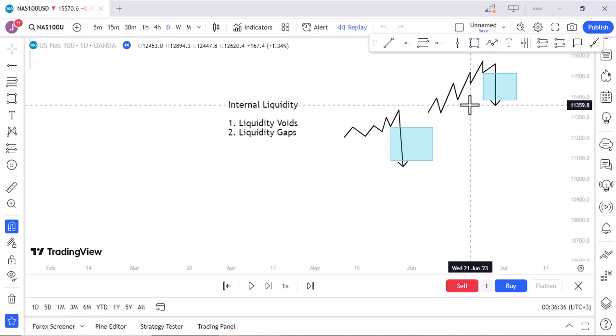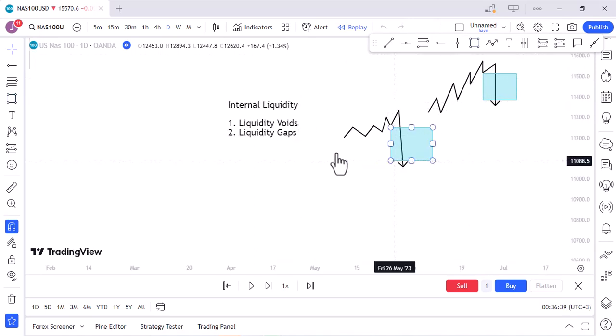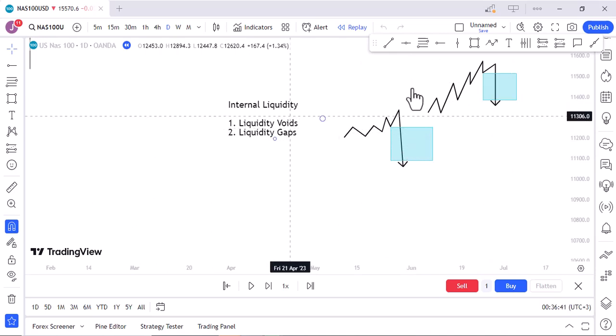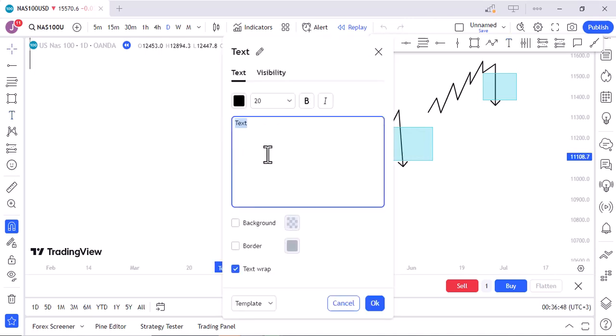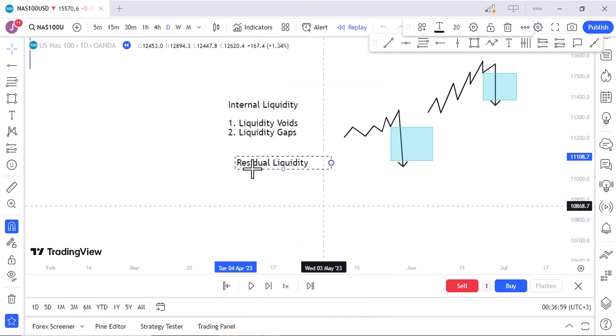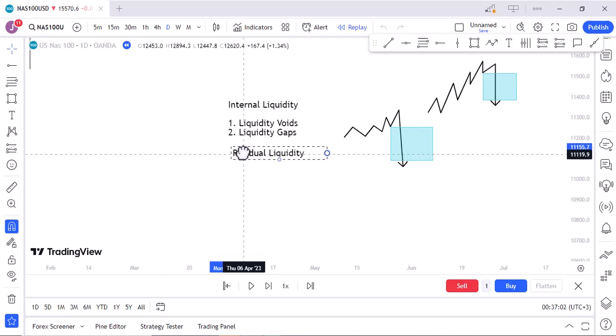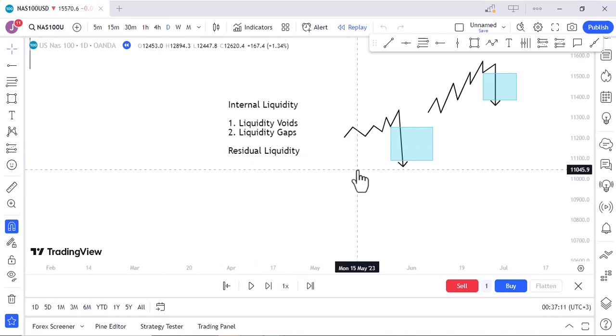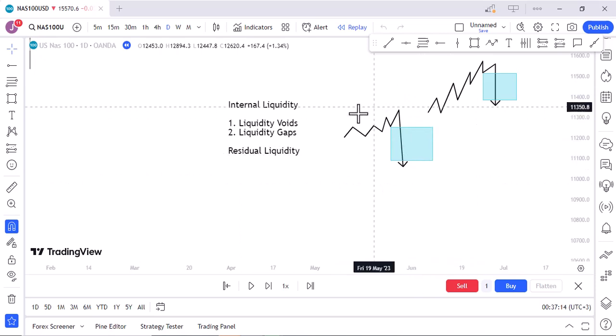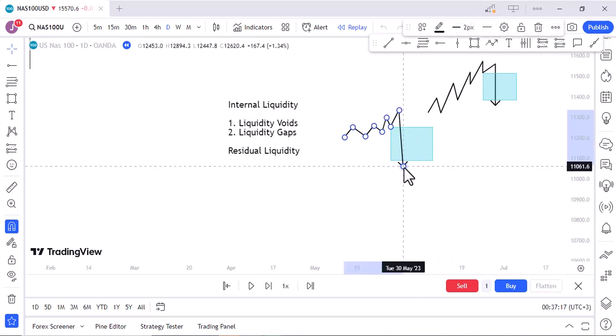And then liquidity gaps. What are liquidity gaps? Before I can introduce liquidity gaps, let me introduce this term, which is a residual. What residual means is what remains after a significant part has been taken. In terms of the market, residual liquidity would be whatever is remaining after the previous liquidity has been taken.